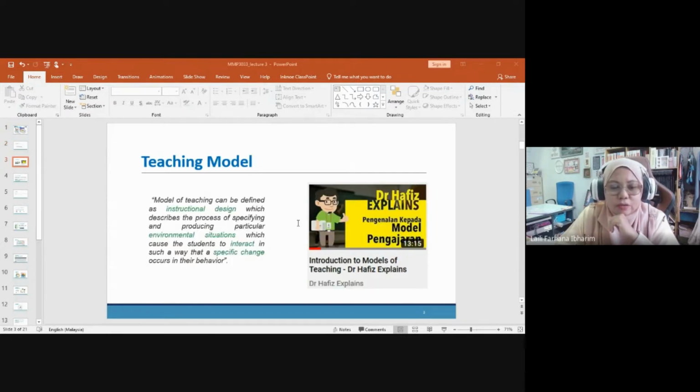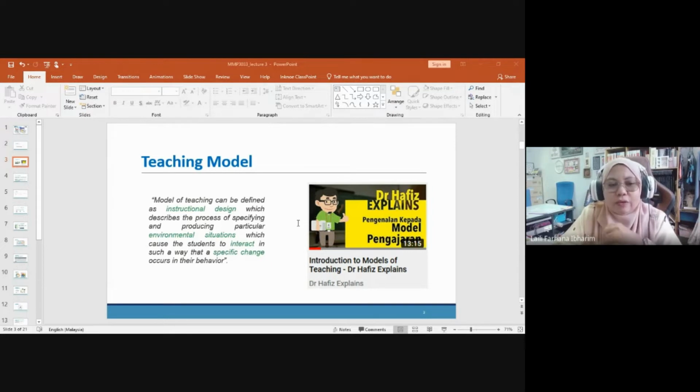Okay, so first, what is the teaching model? We as teachers must have a reference or guidance on how we want to become a good teacher. So here, Dr. Hafiz will introduce a model of teaching, how we can instruct in our class, especially to design our class to become an active class, to make our teaching and learning more effective.